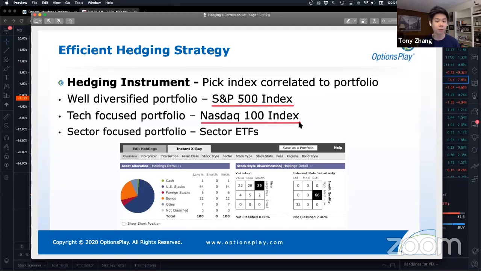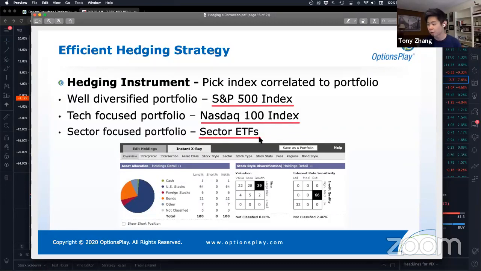And then some of you may have very concentrated positions in a particular sector. Some of you may have worked in a particular company for a long time and acquired a lot of stock in that company. Perhaps you have a lot of exposure to a specific sector because you work in that sector and you know that sector, so you buy a lot of stocks in it. Then you might want to be more focused using a sector ETF. But the goal is to pick an index that closely matches your portfolio.